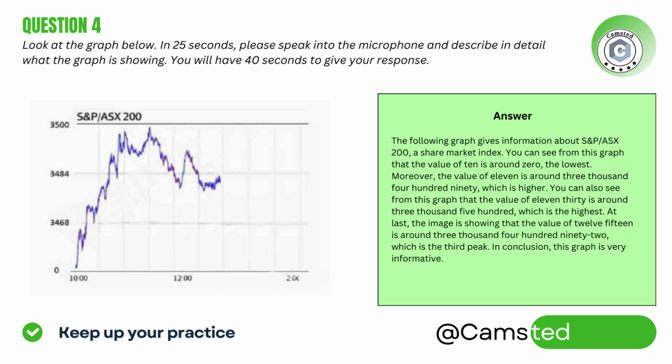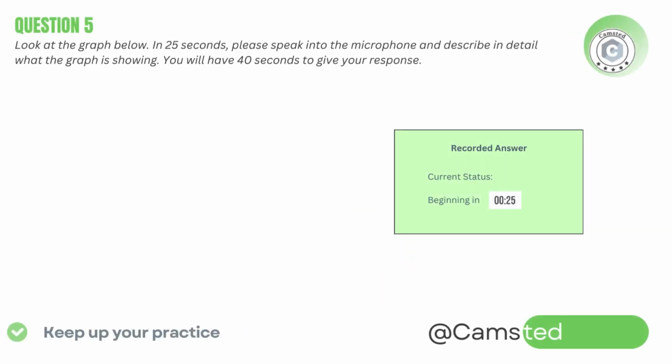You can also see from this graph that the value of 1130 is around 3,500, which is the highest. At last, the image is showing that the value of 1215 is around 3,492, which is the third peak. In conclusion, this graph is very informative.